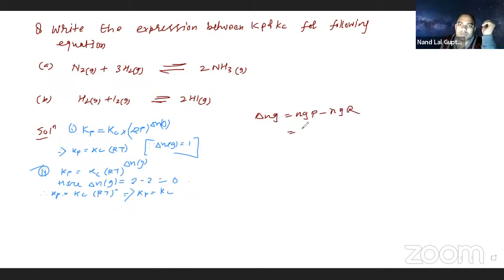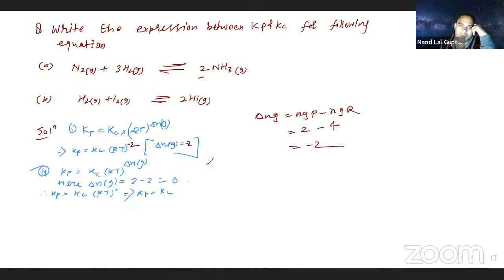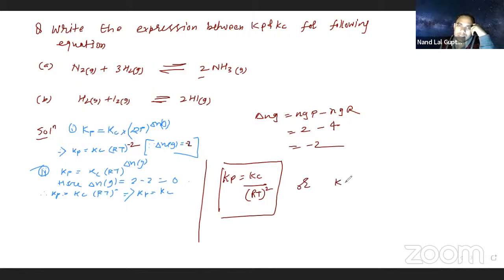So Ngp is how much? 2 moles of this one minus 1 mole nitrogen, 3 moles hydrogen, that is going to be 4. So it is coming minus 2. What you put here? You are putting 1. It should be minus 2. So if you are writing this one, Kp is equal to Kc RT power minus 2. Or that is what you wrote, that is again correct only, there is no problem at all: Kc RT power minus 2.